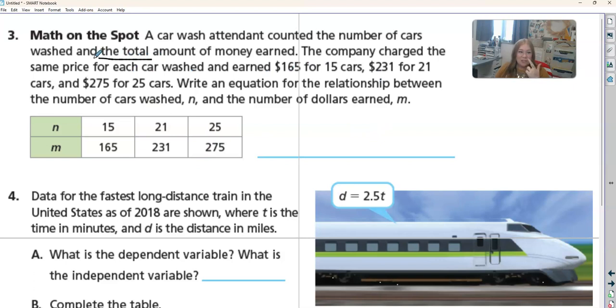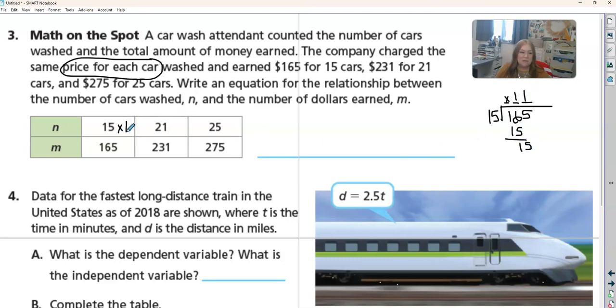Because it says they charge the same price for every car over and over again. So we need to take 165 and divide by 15. So I need something above the 1, the 6, and the 5. It can't go into 1, but it goes into 16 one time. So there's 15, 1 left over. 15 goes into 15 one time.